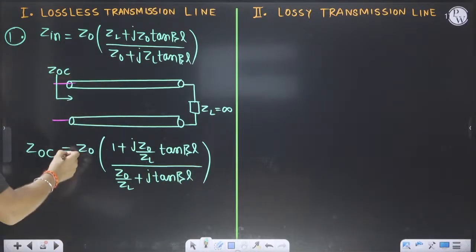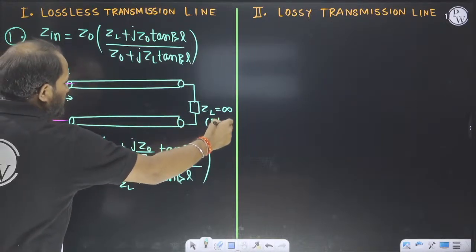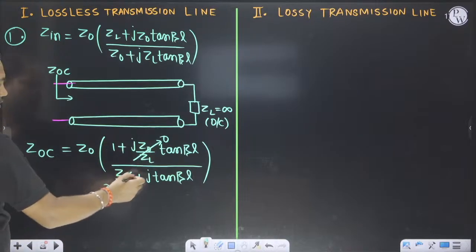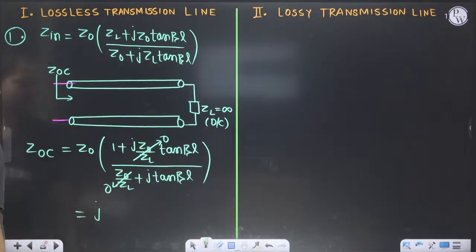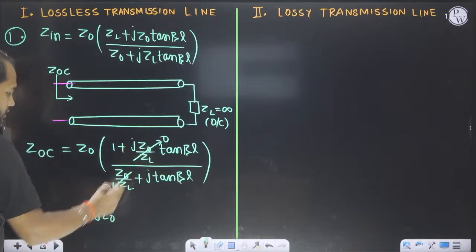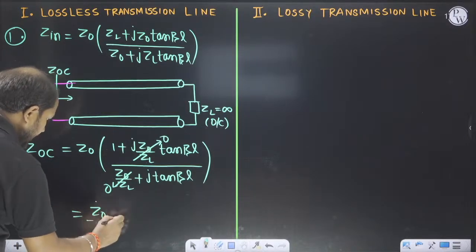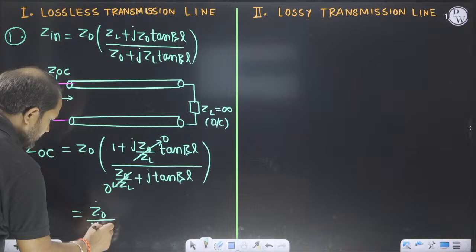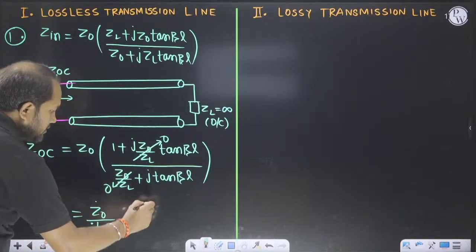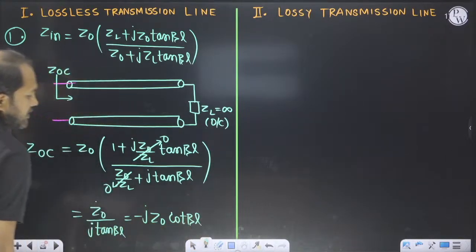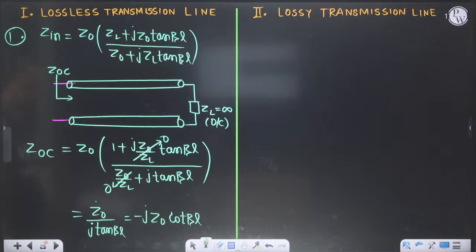Then what will happen? ZL is infinite, open circuit, so in this case it will become 0, in this case it will become 0, so 1 plus 0 and this one is something, so our answer will be JZ0 cot beta L. So it will be written as Z0 and downside is the J tan beta L. So J will be top, so it will be minus J and Z0 cot beta L. So it is minus JZ0 cot beta L. This is the formula for open circuit.